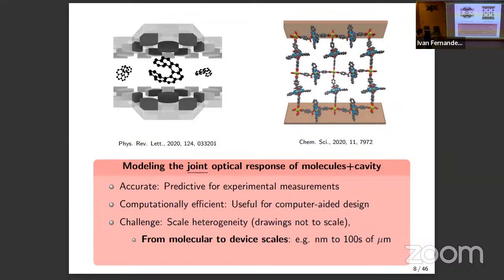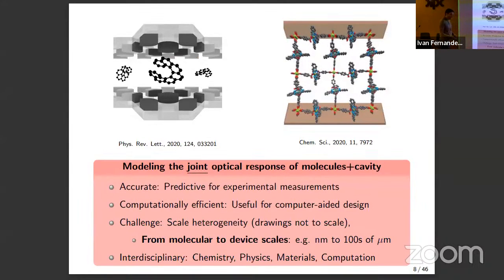And you can see the challenge here immediately: the scale differences. Okay, this is of course not to scale. From here to here, there are not just 2 unit cells. This is much taller, and then you have to bridge these scales from, say, atomic, basically molecular, to device.